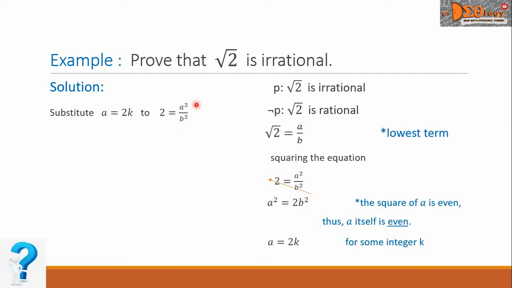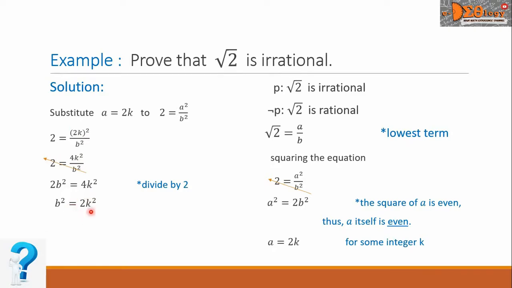The 2 equals A square over B square. This equation now becomes 2 equals the square of 2k over B square. The square of 2k becomes 4k square. Now let us cross multiply B square with the constant 2 on the left side. So we will have 2B square equals 4k square. Let us divide this equation by 2. So we will get B square equals 2k square.